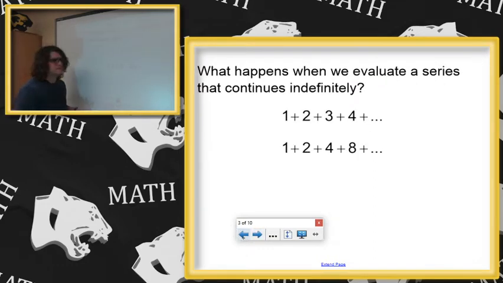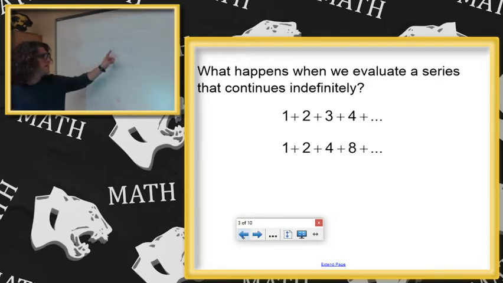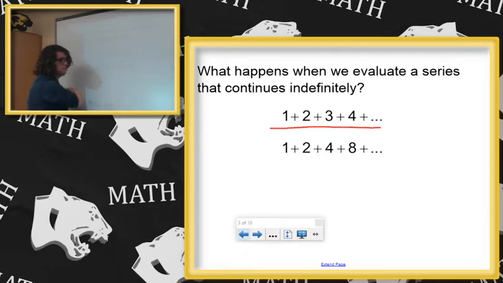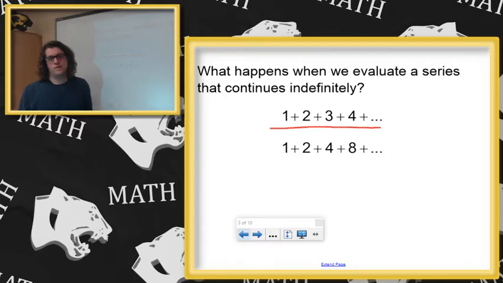The first one that I have written down is an arithmetic series. So each term is different by some common difference. So the common difference here is 1. So 2 is 1 bigger than 1, 3 is 1 bigger than 2, 4 is 1 bigger than 3, and it would keep getting larger and larger.